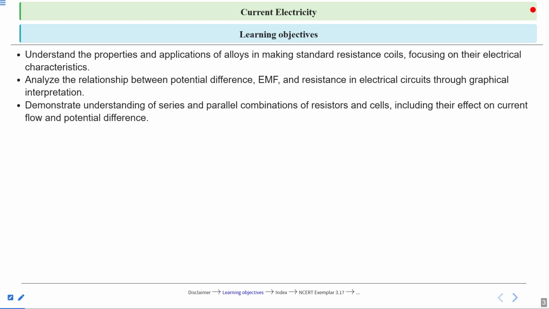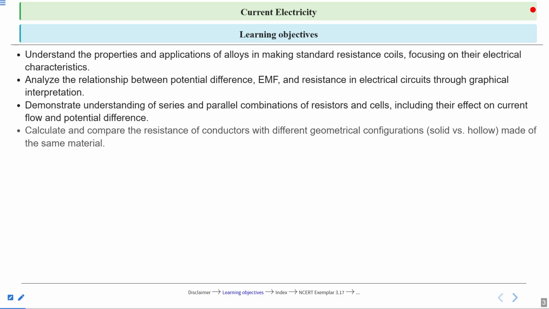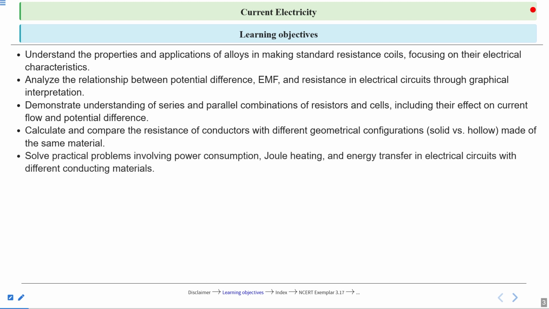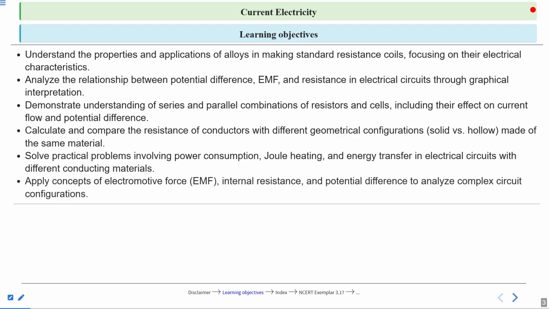You will demonstrate understanding of series and parallel combinations of resistors and cells, including their effect on current flow and potential difference. We are going to calculate and compare the resistance of conductors with different geometrical configurations, solid versus hollow, made of the same material. We are going to solve practical problems involving power consumption, Joule heating, and energy transfer in electrical circuits with different conducting materials. You are going to apply concepts of electromotive force, internal resistance, and potential difference to analyze complex circuit configurations.